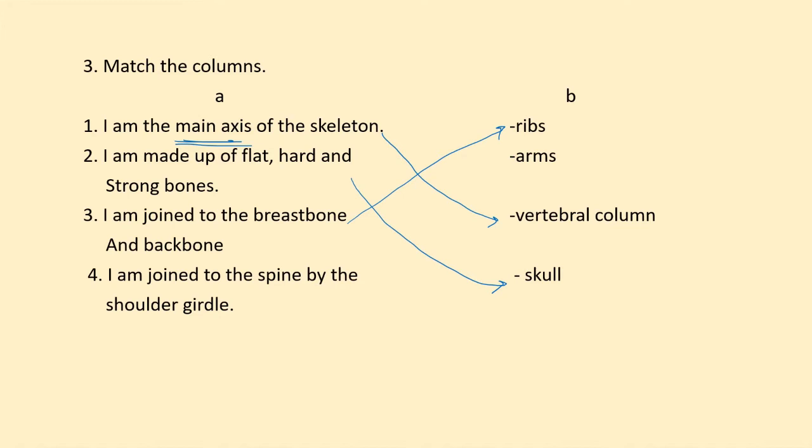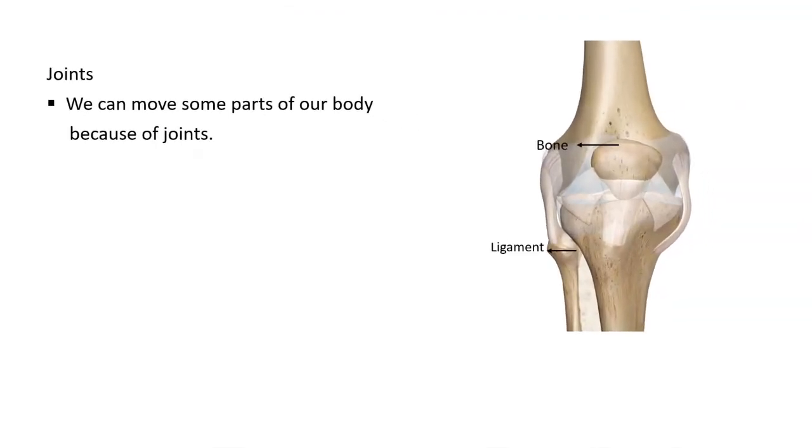Last one, I am joined to the spine by the shoulder girdle. The answer is arms. Now if I ask you one more question, I am joined to the hip girdle, then the answer will be legs. Now, a very important topic of our chapter is joints.